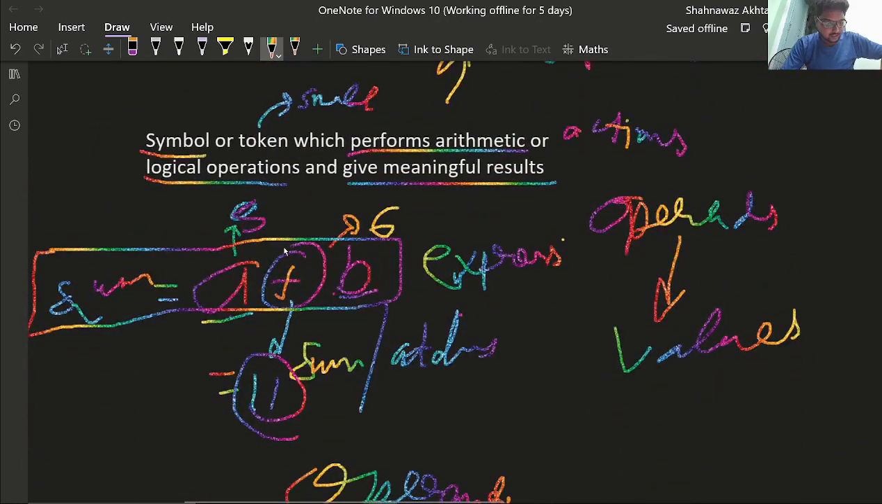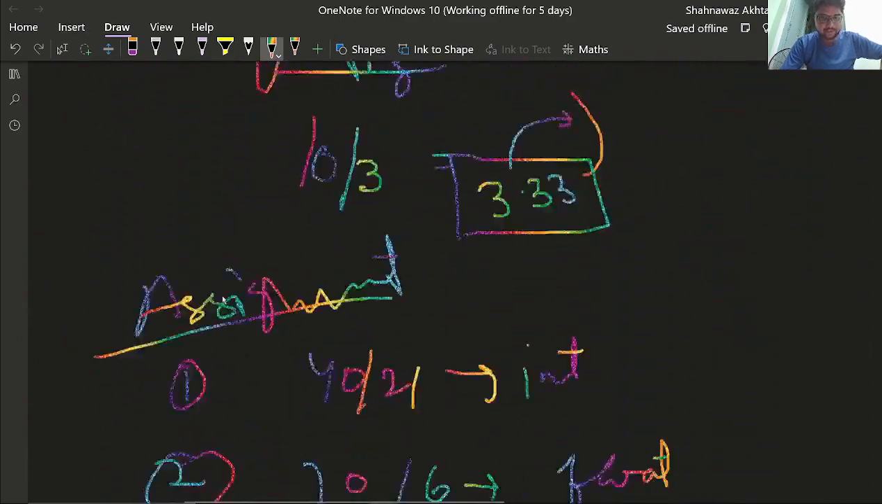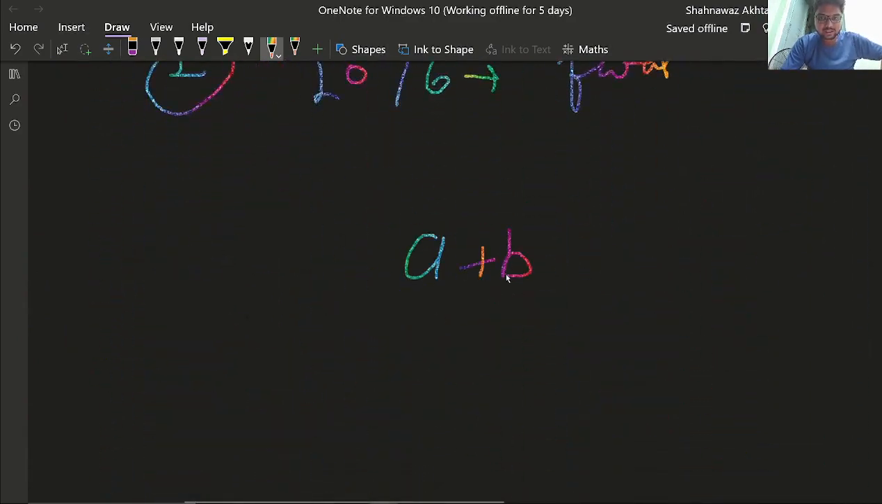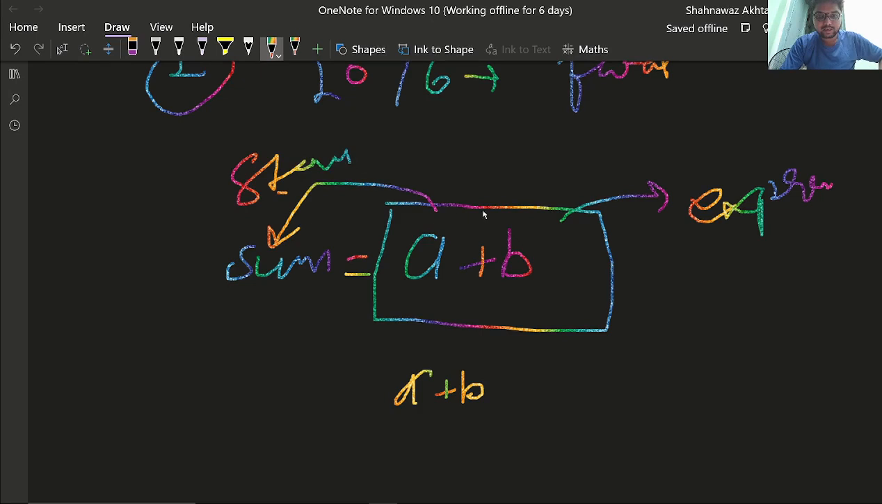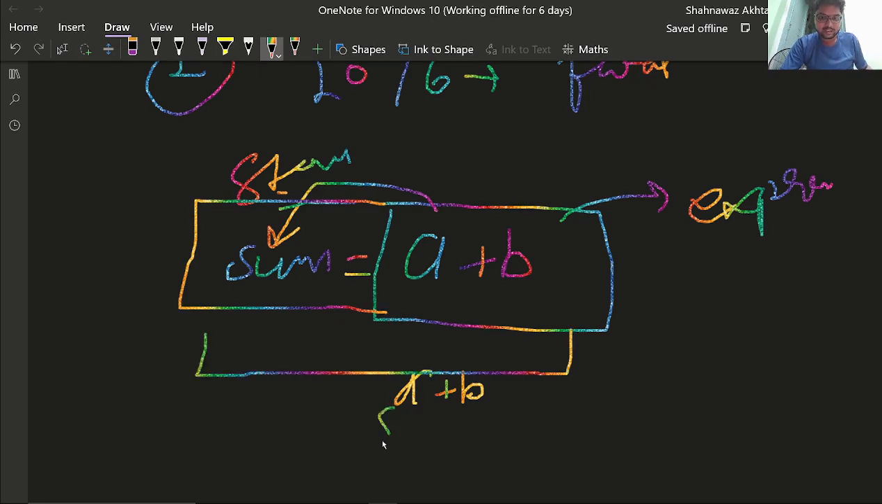So what is this? When we write simply like this, suppose we have written sum equals to, and if we have computed only this part, then this part is known as an expression. And when this expression is assigned to some variable, then it is known as a statement. This whole thing is known as a statement, because we have assigned it to the variable sum. I think you got this.